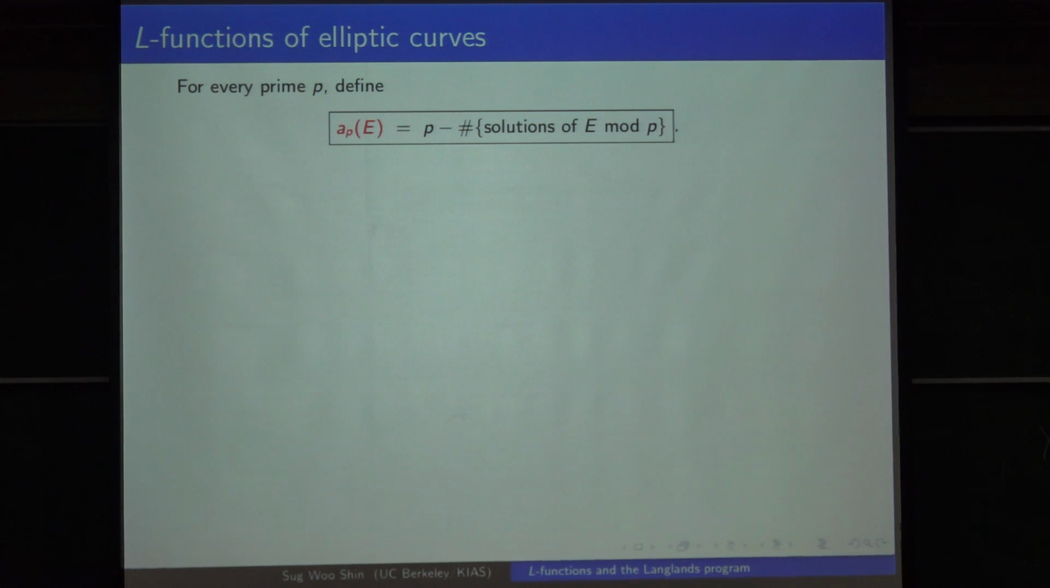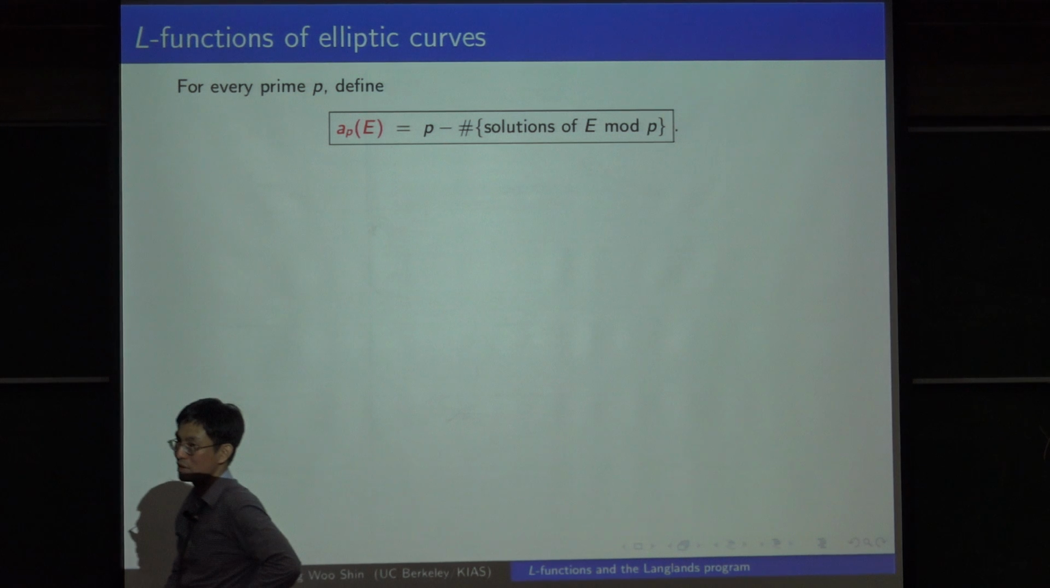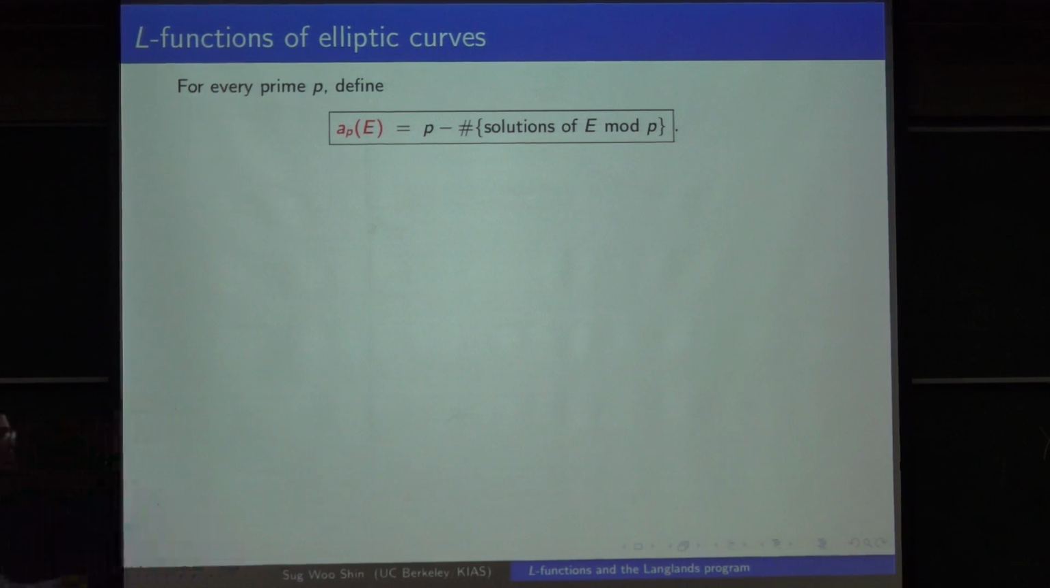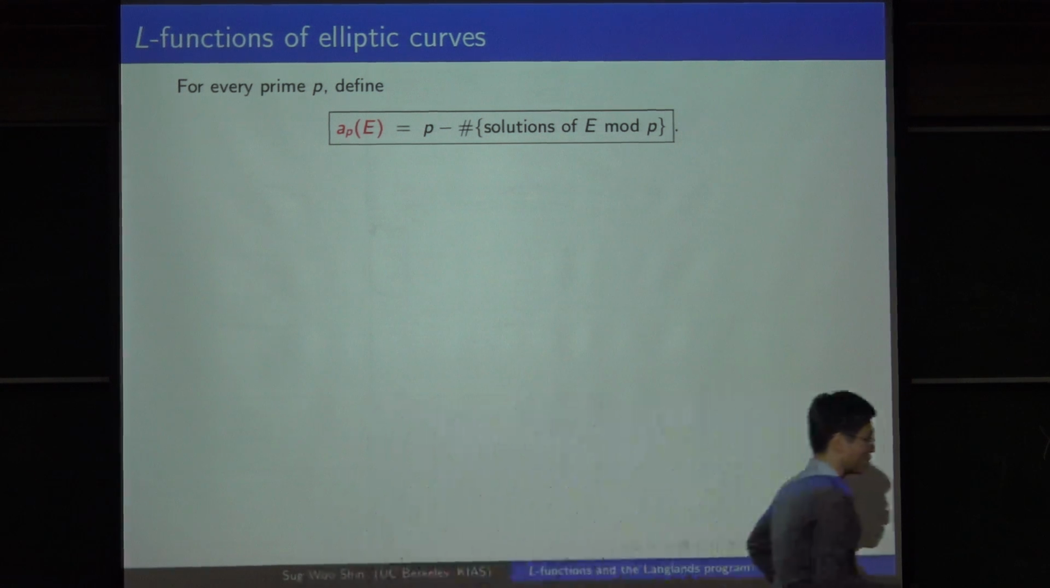And why do you do this? Why do you not take just the number of solutions, but p minus the number of solutions? There's an explanation, but I don't want to go into that. One way to think of it is, it's actually an Euler characteristic, h0 minus h1 plus h2, if you take homology of an elliptic curve, but never mind.